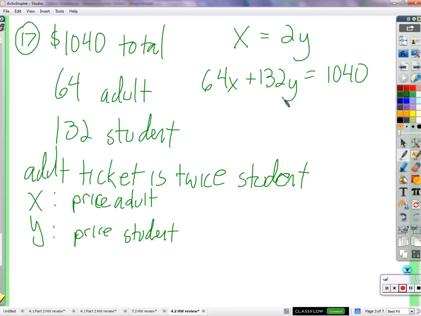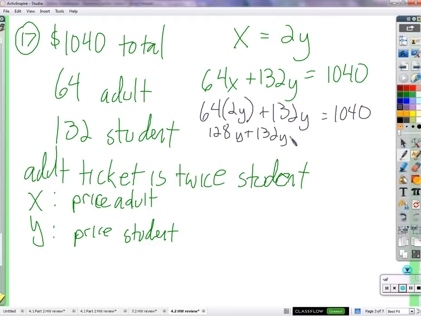All right, now we have two equations, and really, the next part should be pretty easy. X is 2y. So what are we going to do in this equation? We just started talking about substitution, and we're going to substitute 2y for x. This equation has an x in it, and instead of x it's going to have a 2y. So 64 times 2y. I replace x with 2y, and that's okay, because x and 2y are the same thing. 128y plus 132y equals 1,040.